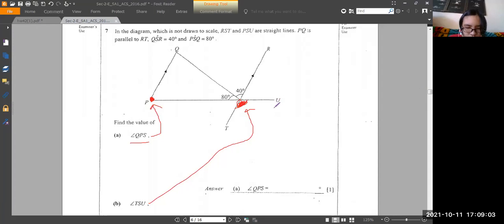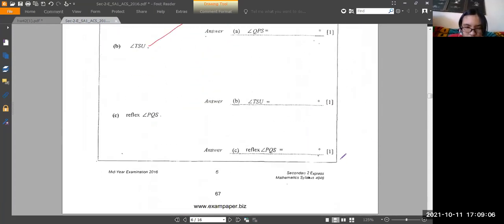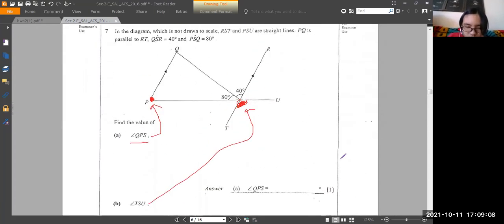This is a 3-mark question. Let me see. Yeah, 3 marks, so about 3 minutes. So once you are done, let me know. Do it on a piece of paper.